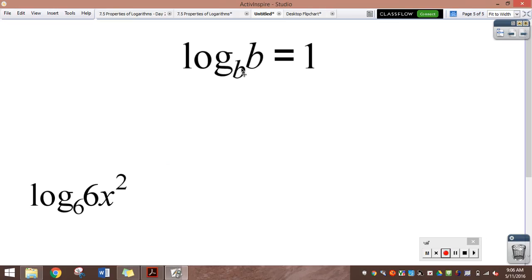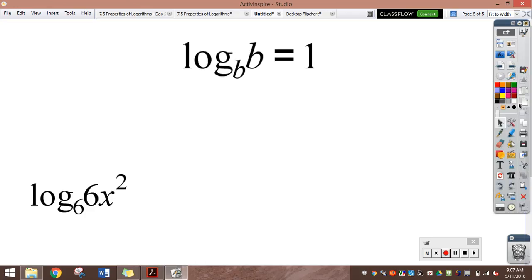And the last property is the property that states that if the base and the number are the same, then your logarithm simplifies to just 1. And it's intuitive because if you convert this to exponential form, it would be b to the first equals b, which makes perfect sense. The only way the base and the number could be the same is if your exponent was 1. And so where this comes into play is when you have expanded a logarithm and you end up with a logarithm where the base is the same as the number.